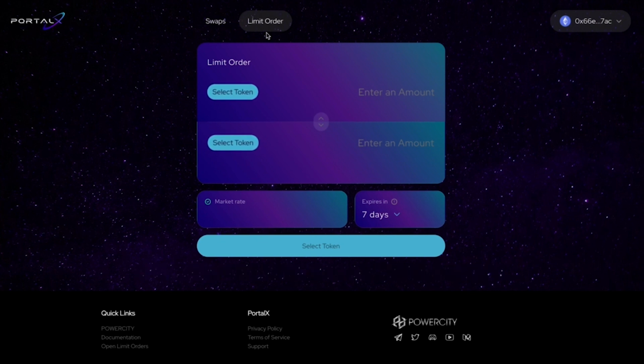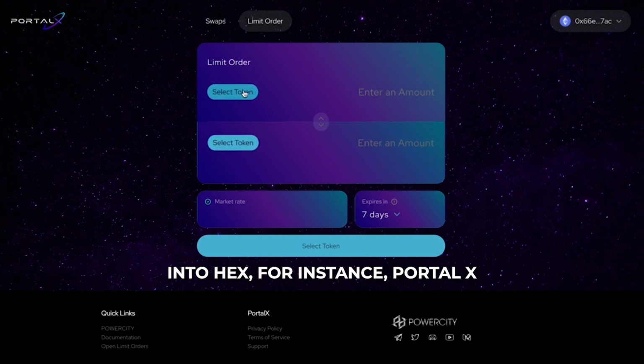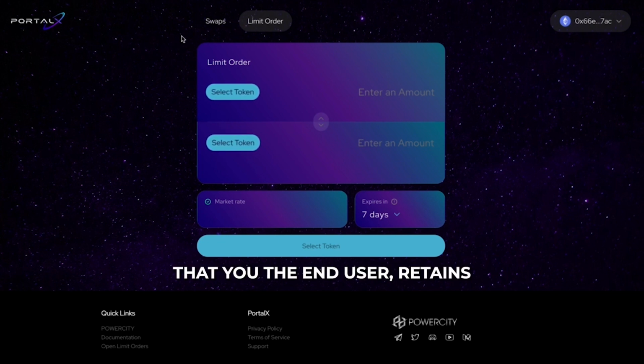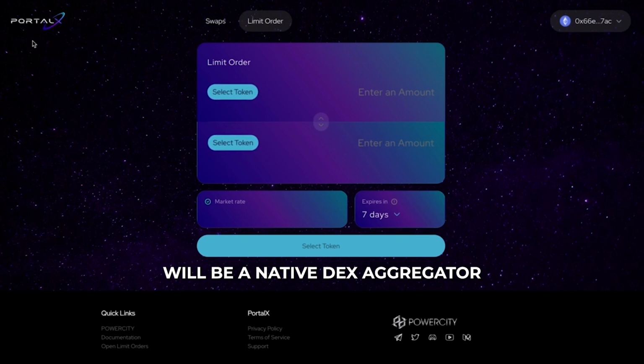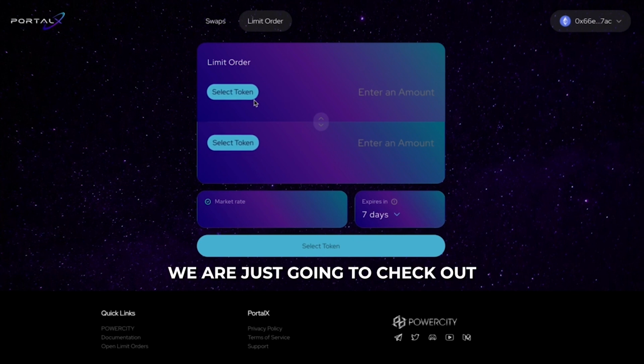So what an aggregator does, and this search engine, is just finding users the most cost-effective way to trade. Say you wanted to move out of USDC into HEX, for instance. PulseX allows you to find the cheapest and most cost-effective way to execute that trade to make sure that you, the end user, retains the most value. Now, PulseX will be a native DEX aggregator on PulseChain when PulseChain goes live. But for today, we are just going to check out limit orders on the current chains that we support.